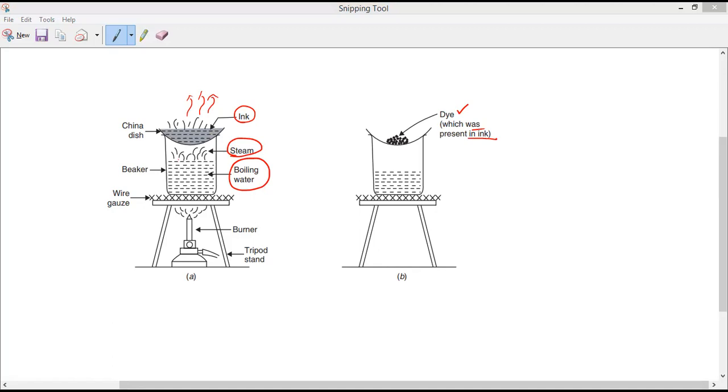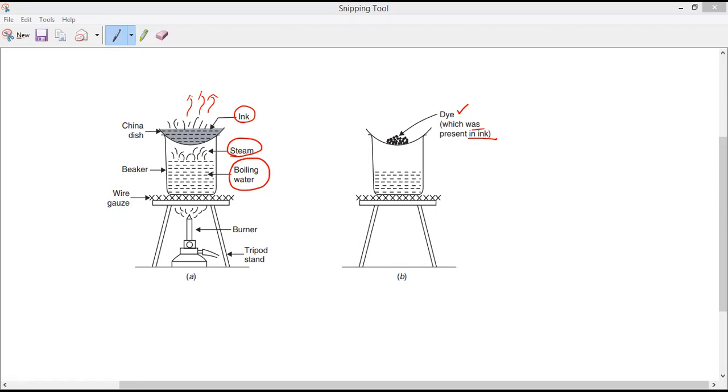Is it okay, guys? So why should we heat indirectly, not directly? If we heat directly, it will turn into ash. Understand? Water will evaporate fast, so the ink will turn into ash. That is why we have to heat indirectly. Is it okay, everybody?